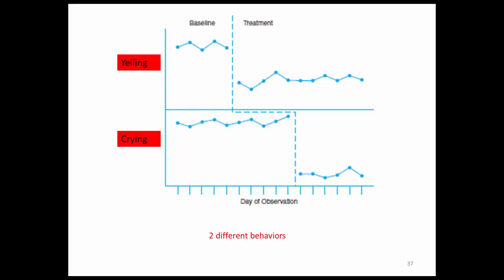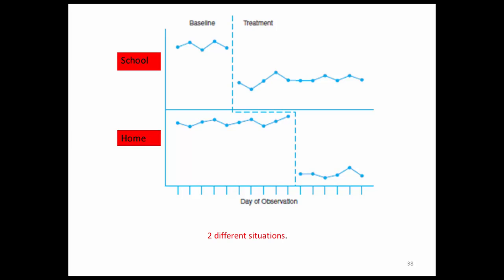The second situation is when you work on two different behaviors. For example, you are working on yelling and crying behavior of the same student. So you start your treatment for yelling on day 5, and you start your treatment for crying on day 12. And you see, in both cases, or in both behaviors, as soon as you start your treatment, the behavior changes. So you have a stronger proof that your treatment is working.